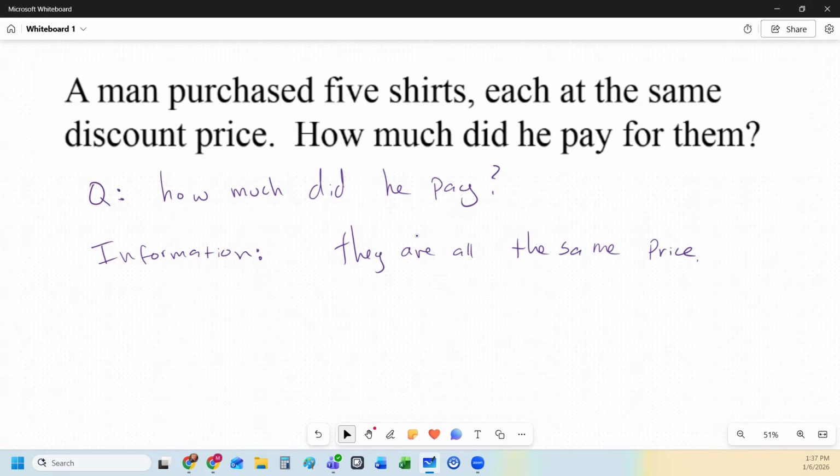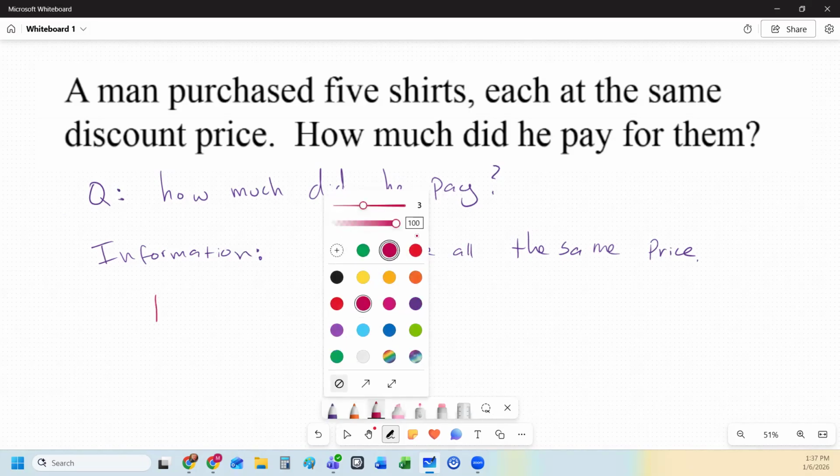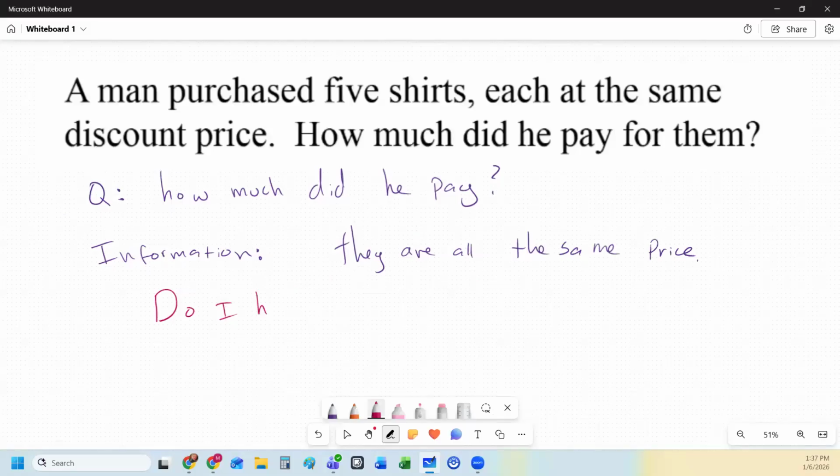There's nothing else that I can infer, that I can assume, or that I can get from this problem other than every single one of these he paid the same amount. It was a discount amount, but that's it, right? And so the next question is, do I have enough information to solve this? And no, clearly I don't. So there is no model to be created here, right? I just have this guy bought 5 shirts. Cool story. How much did he pay? Couldn't tell you. No idea.